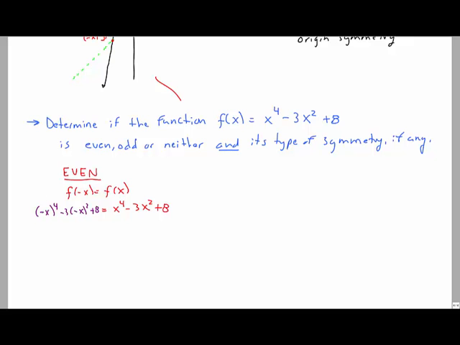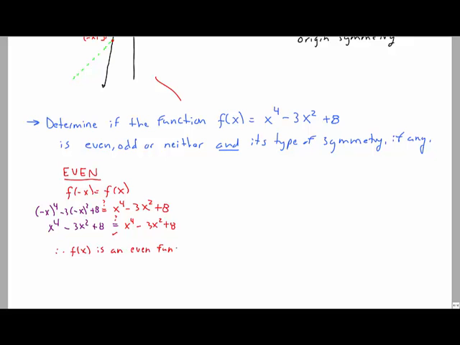Well, a negative to the fourth power would be a positive, so this would equal x to the fourth minus 3x squared, because a negative x times a negative x is a positive x squared, plus 8. And we're checking to see, does this equal x to the fourth minus 3x squared plus 8? And it does. These are identical, so therefore f of x is an even function.